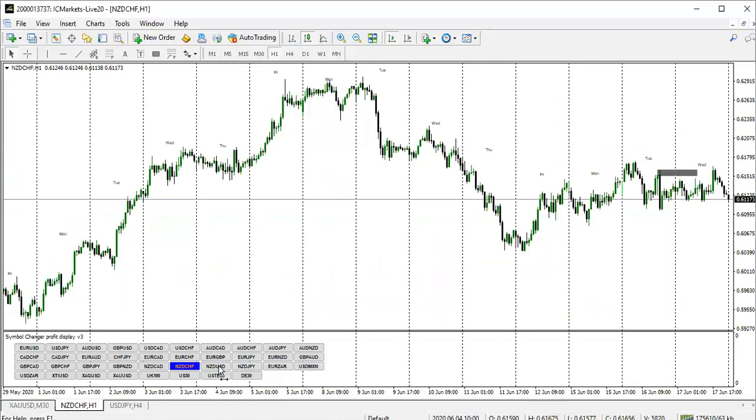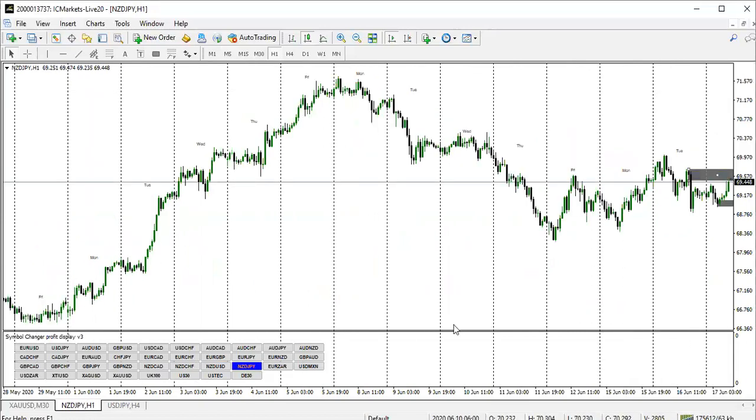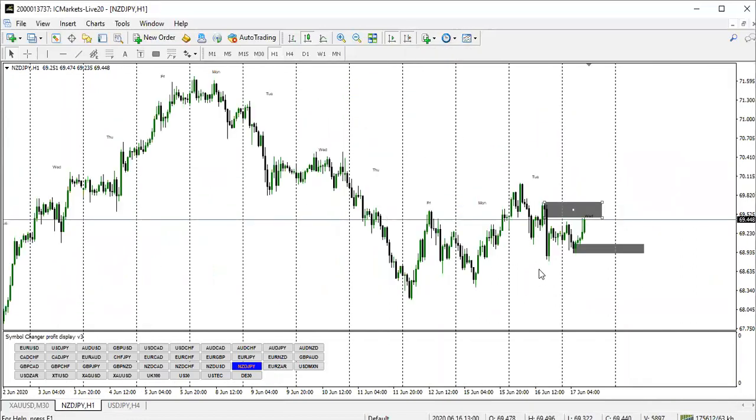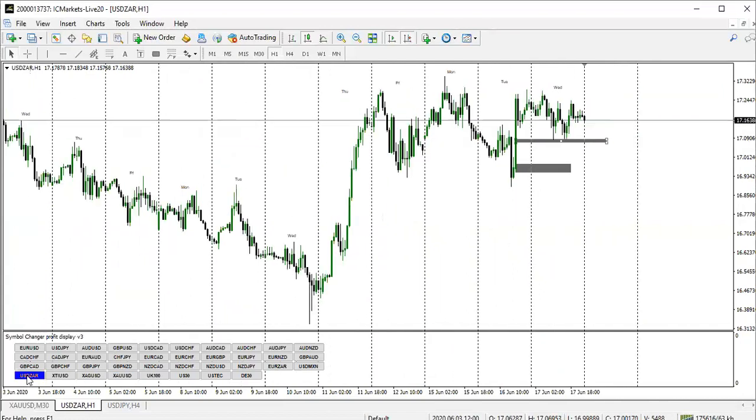Now NZD USD also is a very good trade. This was a zone that we marked. This is a 1-hour zone, and you can see this also played out. Now NZD JPY also played out nicely. This zone is not loading, but this really played out nicely. The market hit this level, I don't know why it's not loading. Then our gold zone, this was where we were looking to sell gold, but gold did not get there.